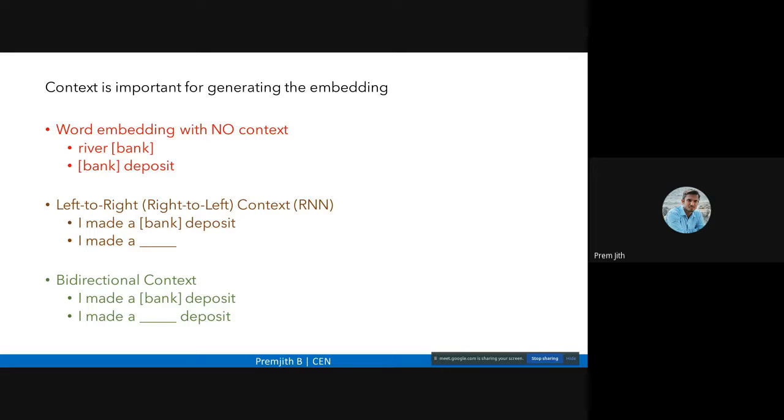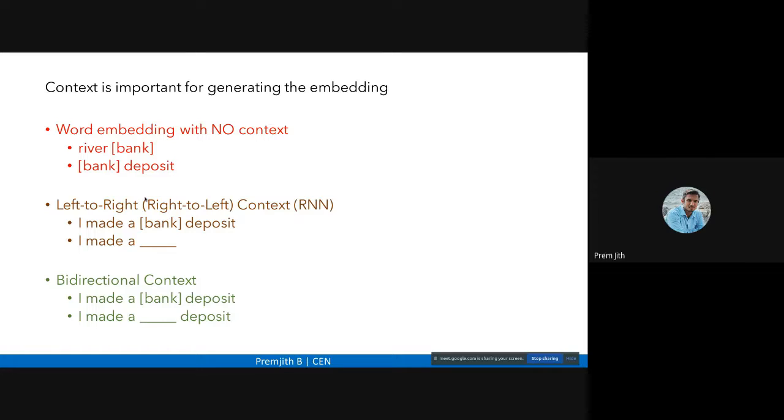Context is very important in generating the embedding. That is the reason why the BERT people used the positional information and bidirectional contextual dependencies to generate the vector representation for the words. Here are some examples for understanding the importance of the context.